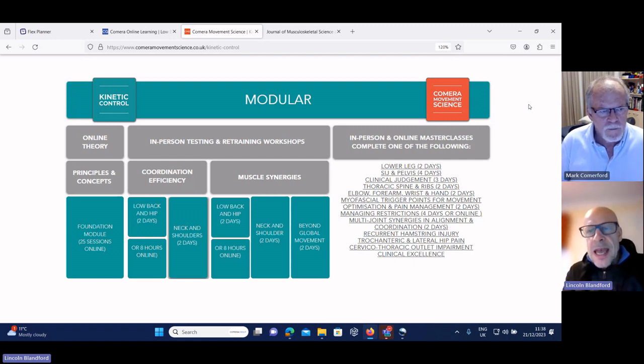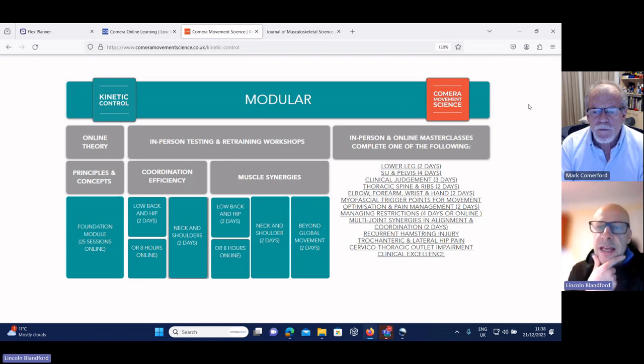Excellent. And then just a little bit on the master classes, because I guess the final part of this is the completion of a master class. We've got the managing restrictions up online now, and that's an extensive exploration of different ways to manage extensibility. So excellent piece of education, but also some things that we've been delivering still face-to-face, which is great as well. So anything in that nice list of master classes there, Mark, you want to highlight?